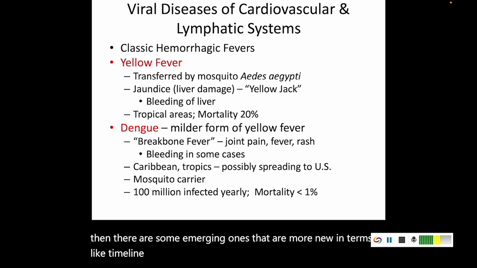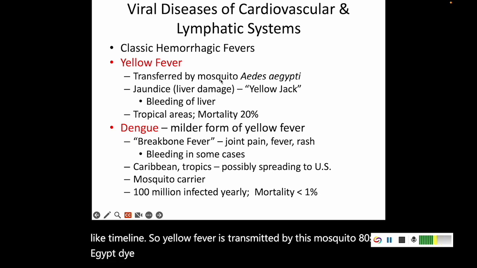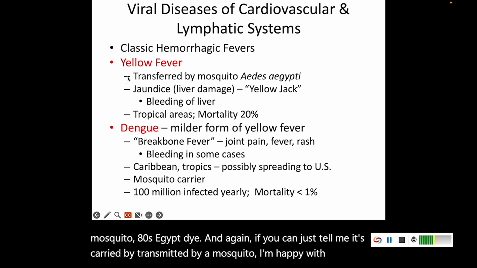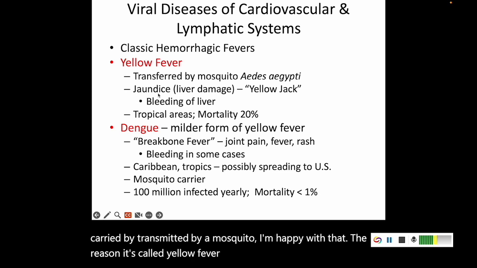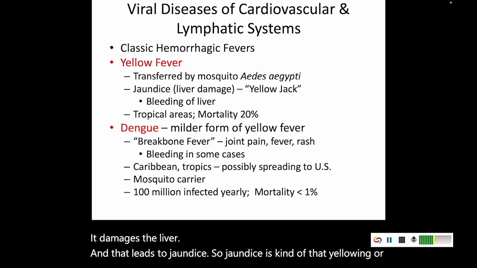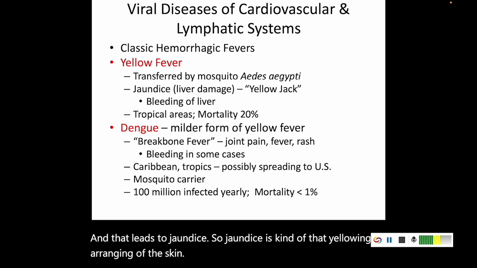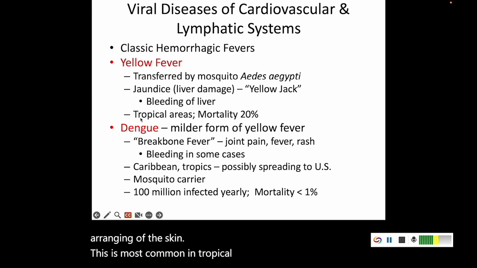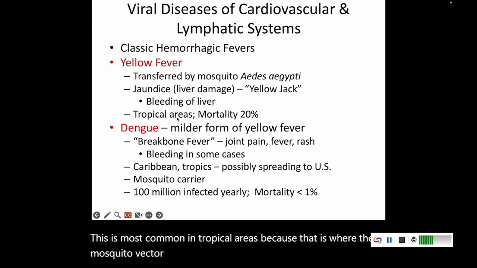So yellow fever is transmitted by this mosquito, Aedes aegypti. And again, if you can just tell me it's transmitted by a mosquito, I'm happy with that. The reason it's called yellow fever is because it damages the liver, and that leads to jaundice. So jaundice is kind of that yellowing, oranging of the skin. This is most common in tropical areas because that is where the mosquito vector lives, and it has a mortality rate near 20%. So this is a very serious one.